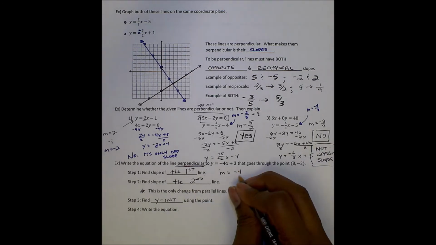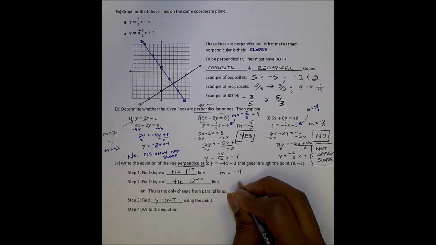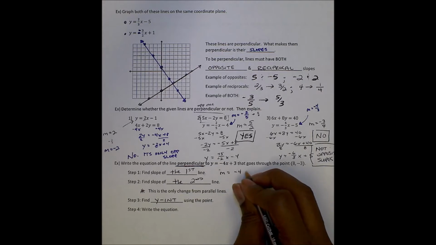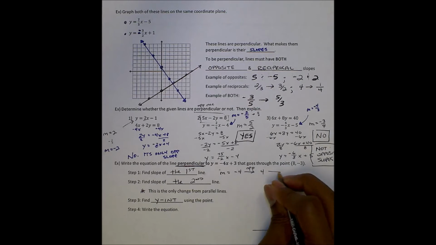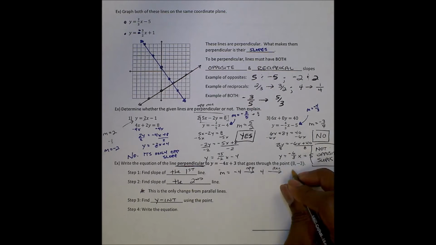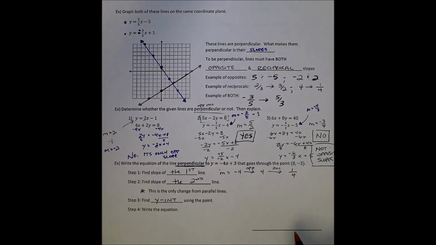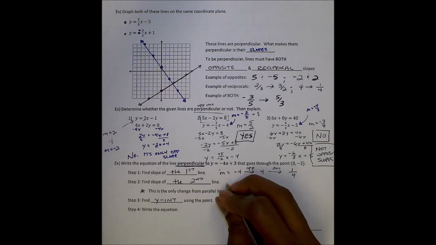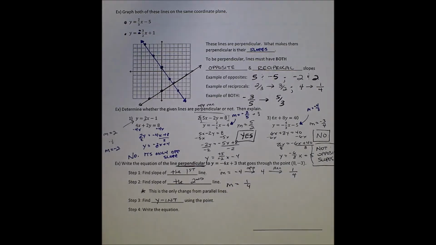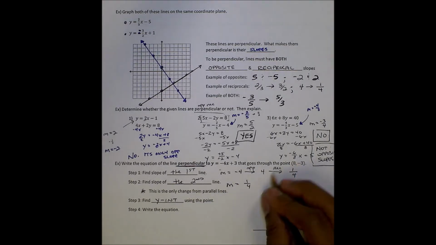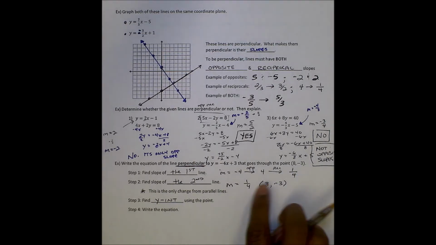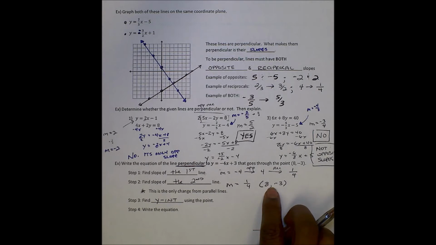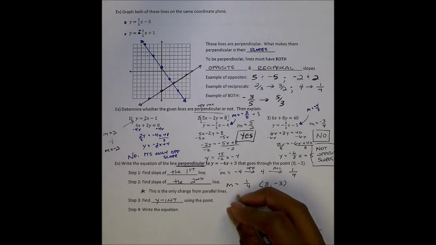So opposite would make it positive 4. Reciprocal, so I usually like to do this. Opposite makes it positive 4. Reciprocal makes it 1/4. Okay, so just some arrows to help remind me to do both. And so the slope of my new line is 1/4. I know that the line goes through the point 8, negative 3. And so now I can write the equation of this line with the slope of 1/4 that goes through the point 8, negative 3. And I'll just do that by using slope-intercept form.